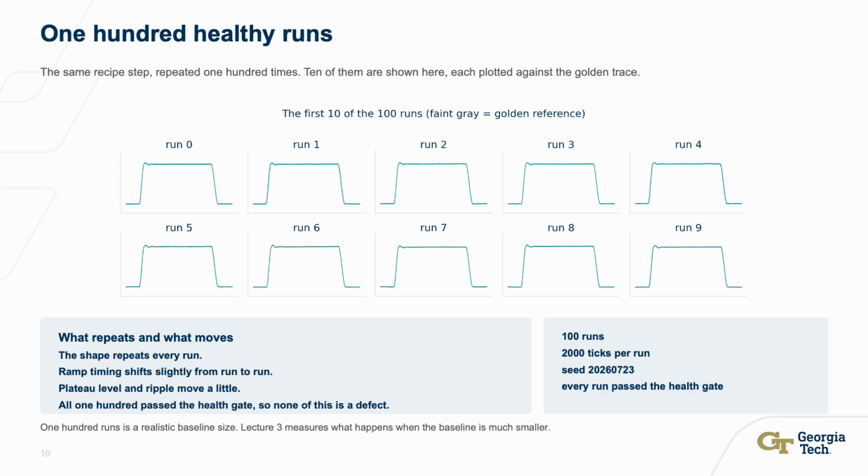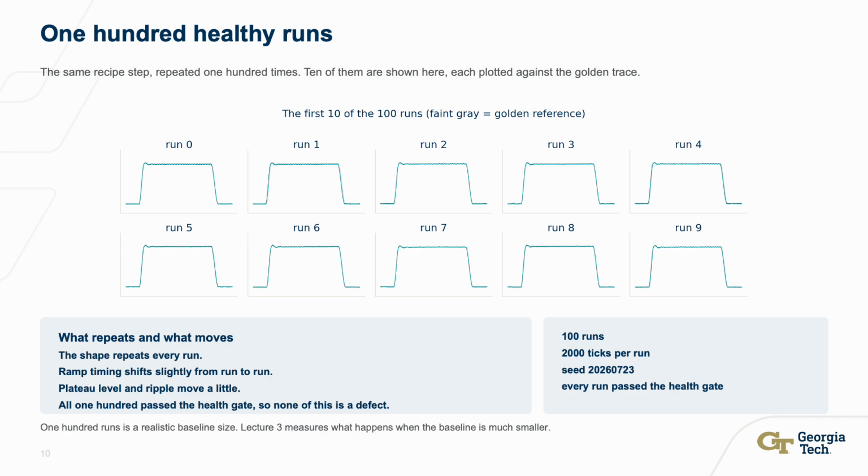This is the healthy population. The same recipe step, run 100 times. 10 of them are shown here so you can see the individual traces at a readable size. 3 things to notice. The shape repeats every single time. The ramp timing shifts a little from run to run, and the plateau level and the ripple move a little as well. None of that is a defect.